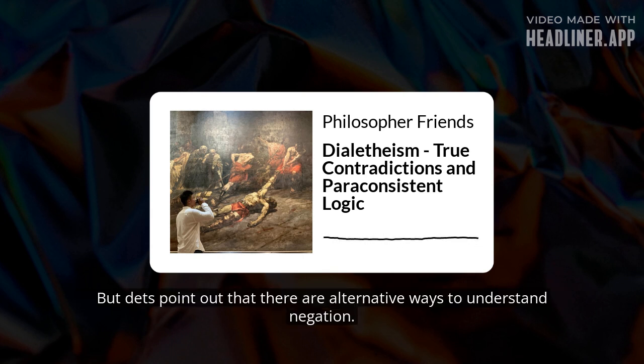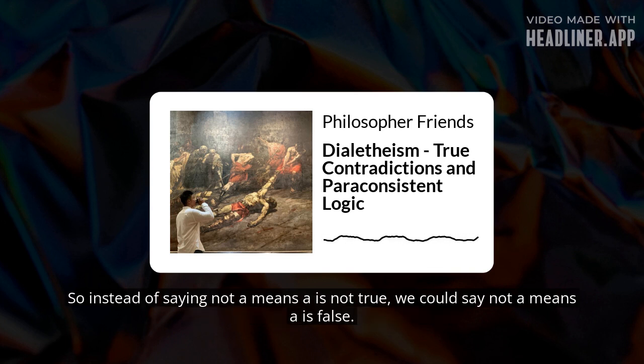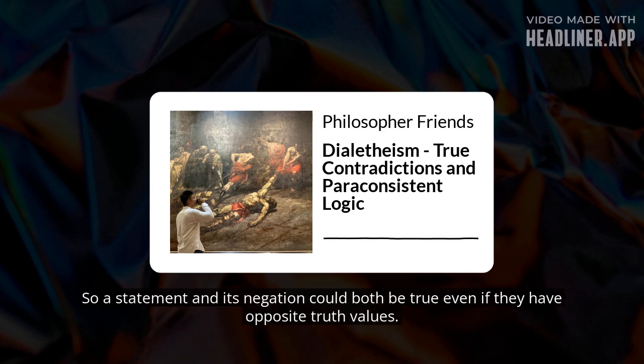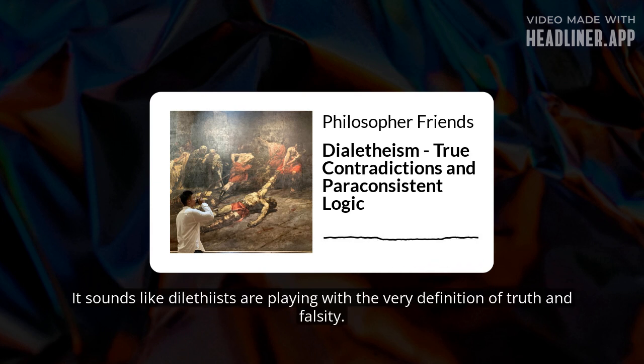Exactly. But dialetheists point out that there are alternative ways to understand negation. For example, they might argue that negation should be understood in terms of falsity rather than exclusion. So instead of saying not A means A is not true, we could say not A means A is false. Precisely. And in a dialetheic framework, true and false aren't always mutually exclusive. So a statement and its negation could both be true, even if they have opposite truth values. That's a pretty subtle distinction. It sounds like dialetheists are playing with the very definition of truth and falsity.